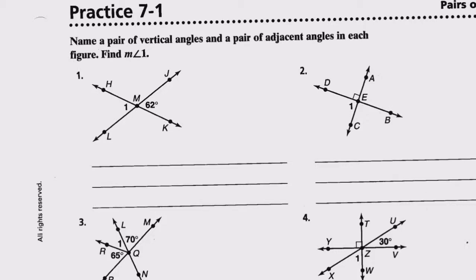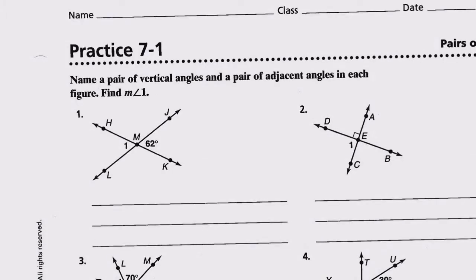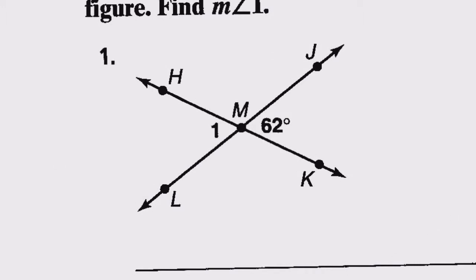You need to name a pair of vertical angles and a pair of adjacent angles in each figure. Okay? So vertical angles and adjacent angles. All right, so looking at this first figure, what would be a pair of vertical angles? All right, Jaden.